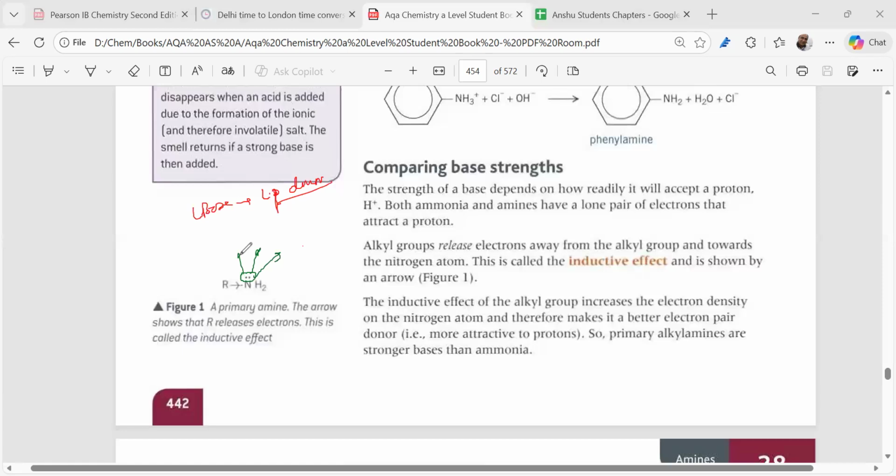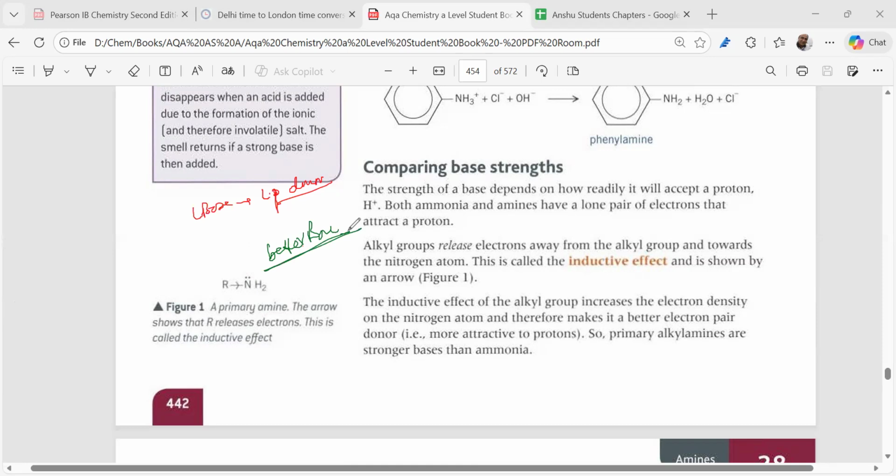This will be acting as a more supportive base. Is it clear? So that's a very important part. We know that if the lone pair of electrons is given out more easily, that will be a better base. This part you have to know. If the lone pair of electrons is given out more, it will be a better base.